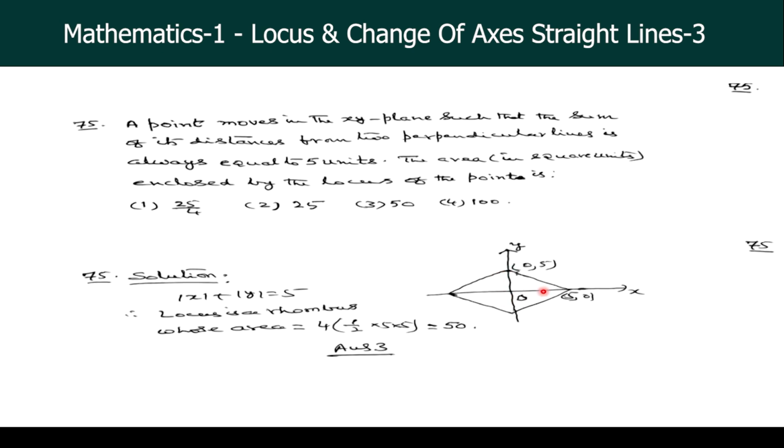So the area is simply 4 times the area of the triangle in the first quadrant. That is, the area is equal to 4 times half of 5 into 5, because the intercepts of one side are 5 and 5, which is equal to 50 square units. So the correct option is option number 3.